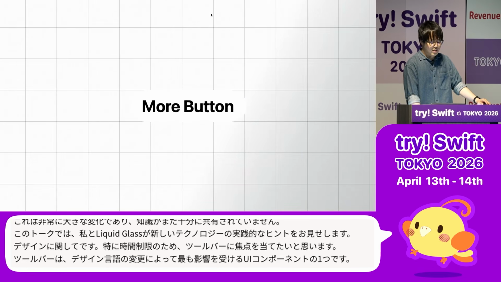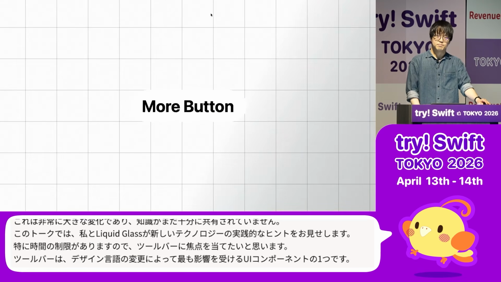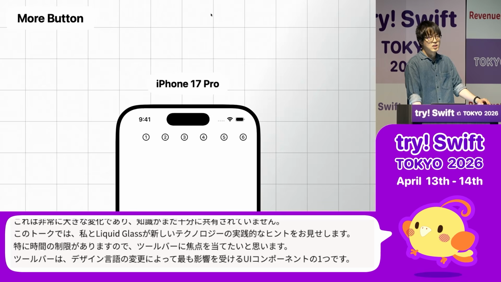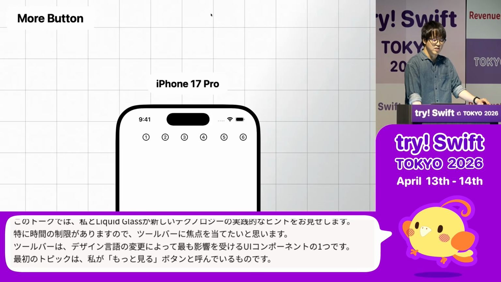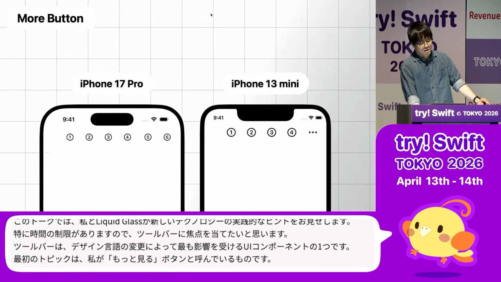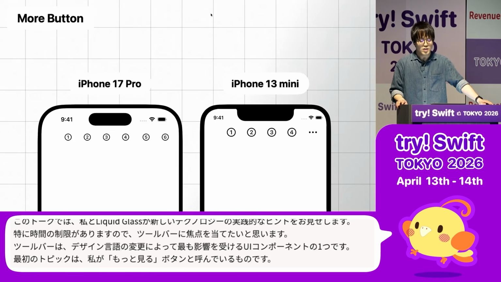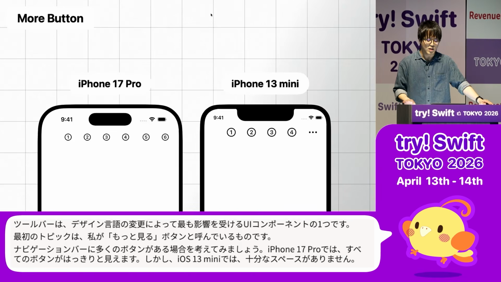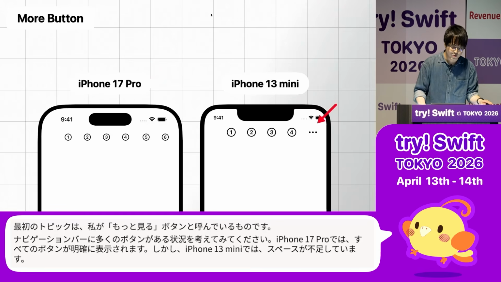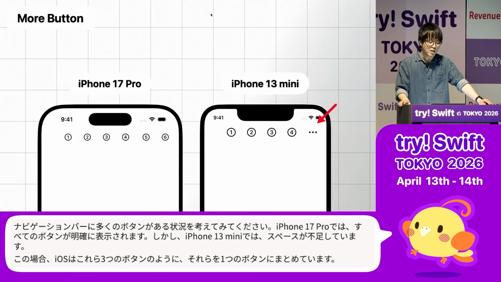The first topic is what I call the More button. Let's consider a situation where there are many buttons in the navigation bar. In iPhone 17 Pro, all buttons are visible well. But in iPhone 13 mini, there is not enough space. In this case, iOS groups them under one single button, like this three-dot button. I call this button the More button.